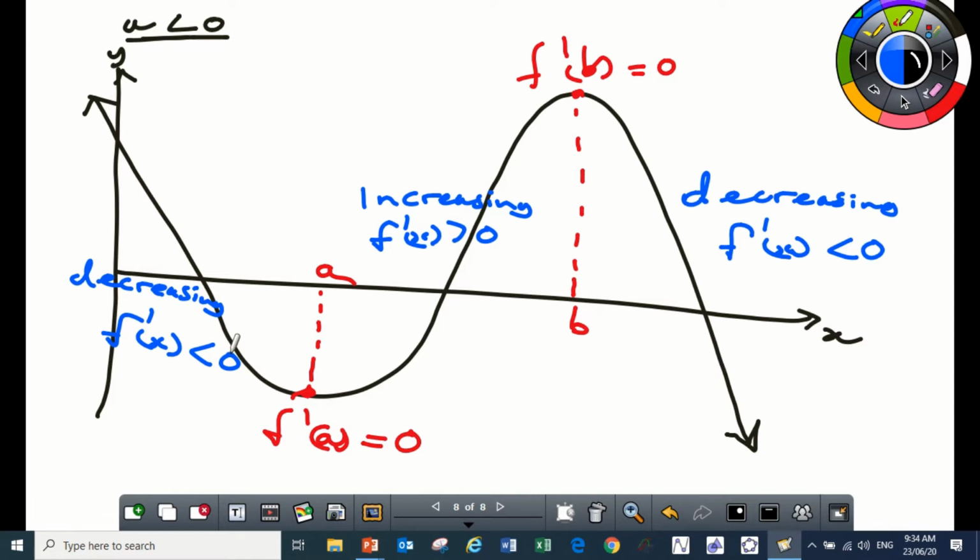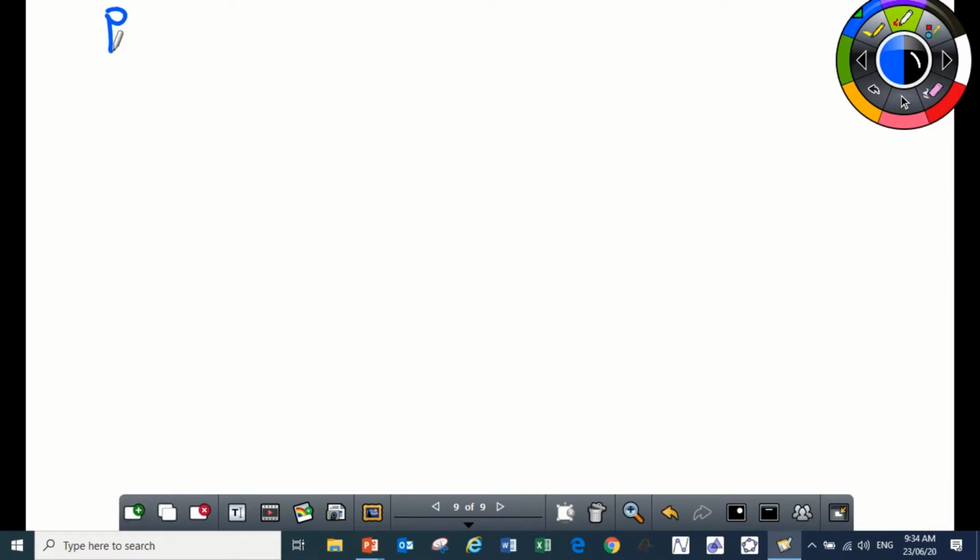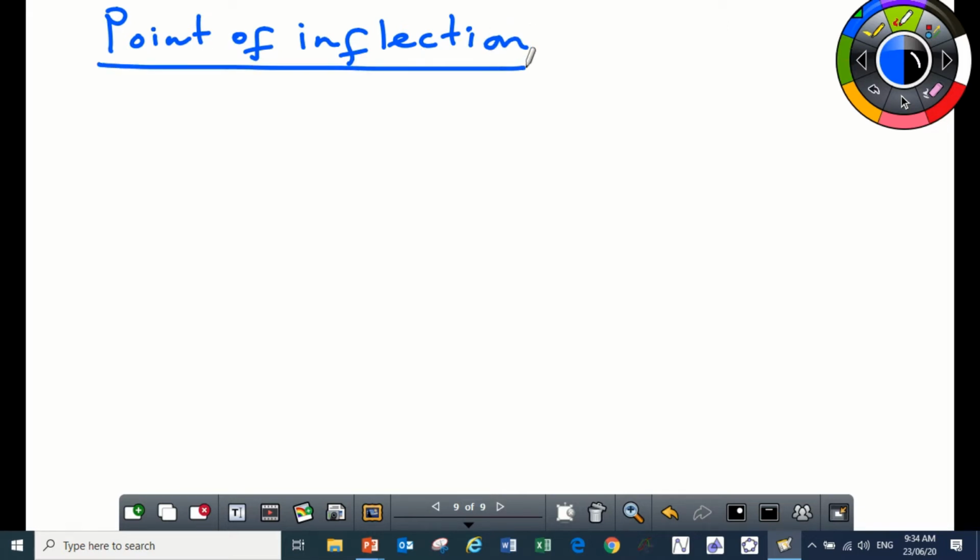Now, remember I told you last week that sometimes a stationary point can also be a point of inflection. Remember that? Okay, we are going to talk about that just now. Right, let's move on to a new aspect that we have never done before, which is the point of inflection. Okay, please write this down.